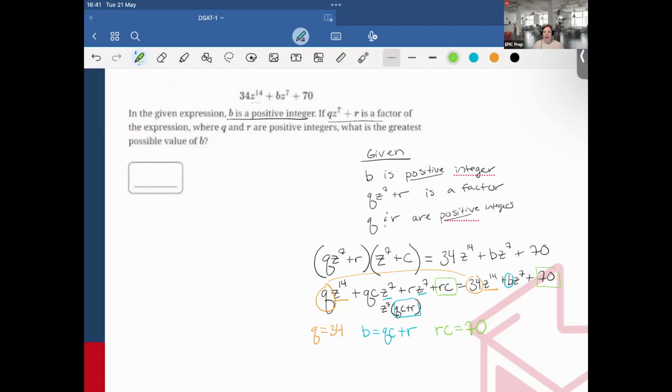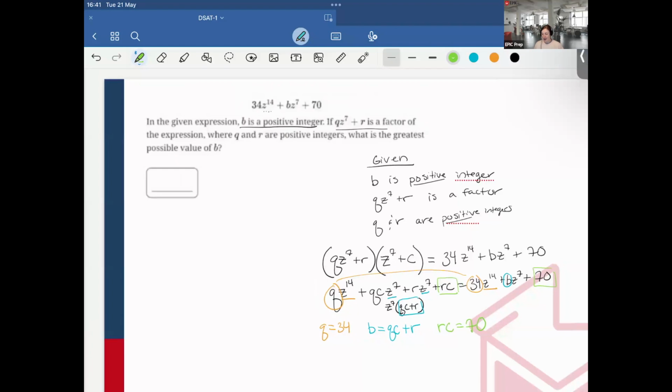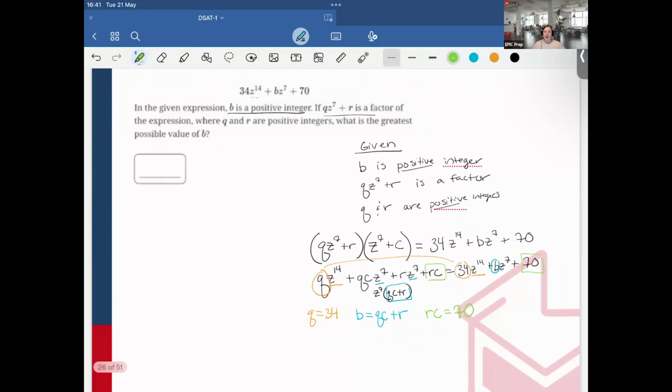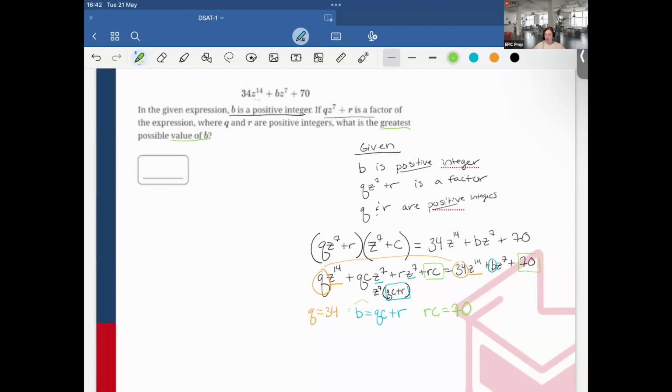Okay, so now I have all my equivalences. So knowing that, let's continue the journey. Remember, I'm asked for the greatest possible value of B. And I know that B is equal to QC plus R. So I could rearrange this a little bit, like R is equal to 70 over our C value.